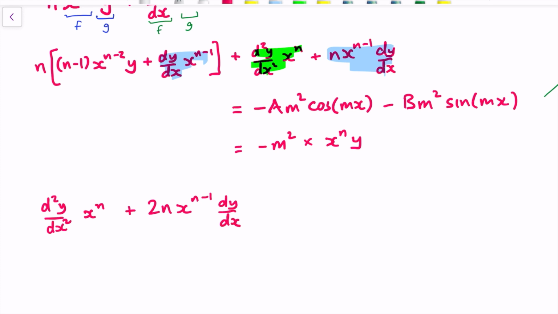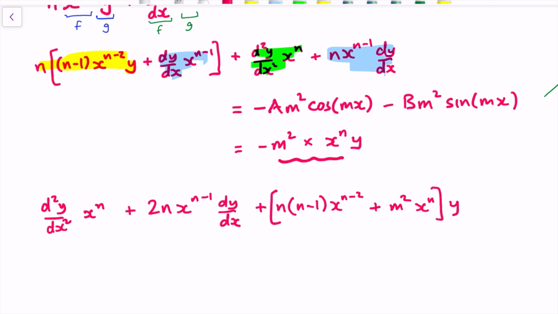And then lastly, I need to group the y terms together, bearing in mind that I want the right hand side to be 0, so this one here is going to go to the left. Okay, what terms have I got left? I've got this one here, which has got a y in it, extra n in the front as well. So I've got plus n lots of n minus 1 x to the n minus 2 plus m squared x to the n all times by y. So I moved that right term to the left to make it a plus, and then I factored out the y because both of the terms had a y, equals 0.